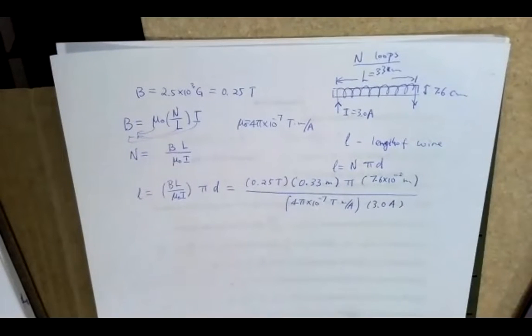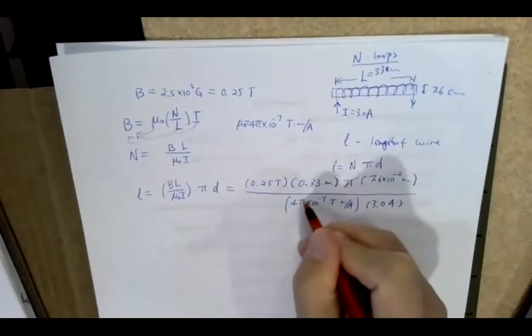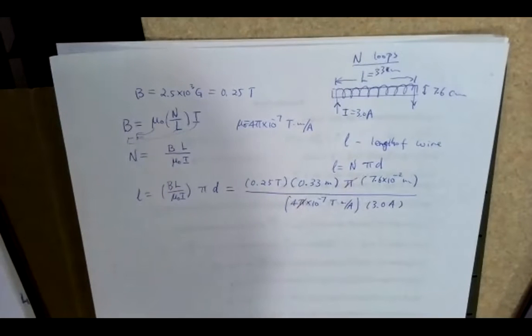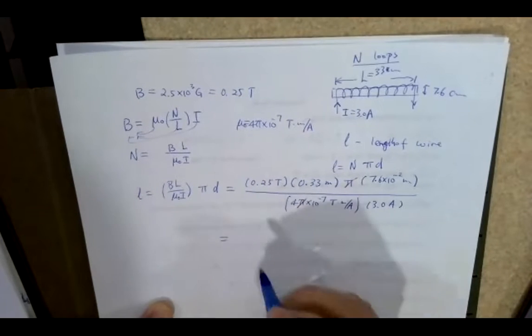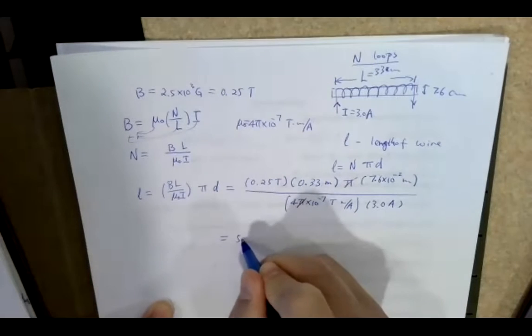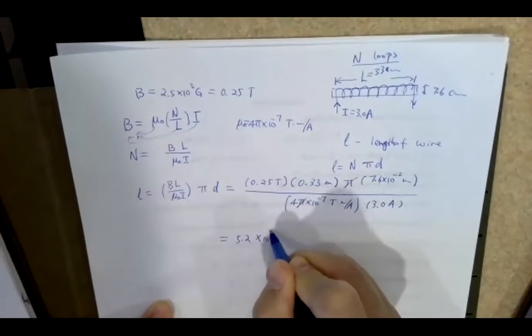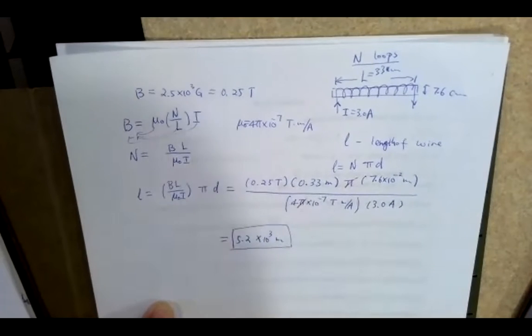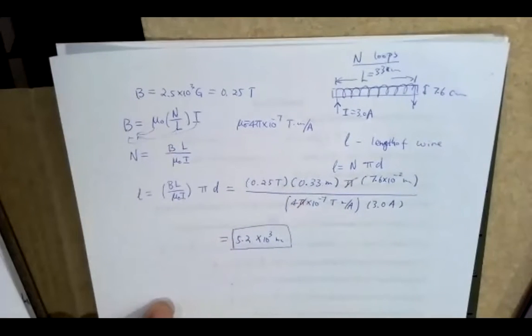Now again, you'll see pi and pi will cancel out. So you can type in your numbers there. This will equal 5.2 times 10 to the third meters. So that's like 5 kilometers.